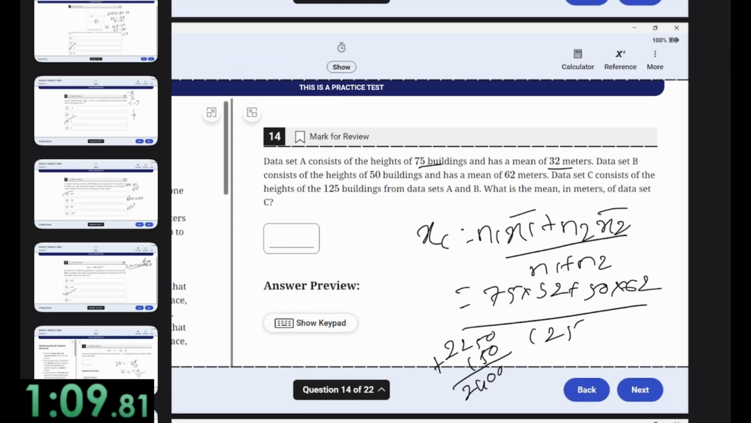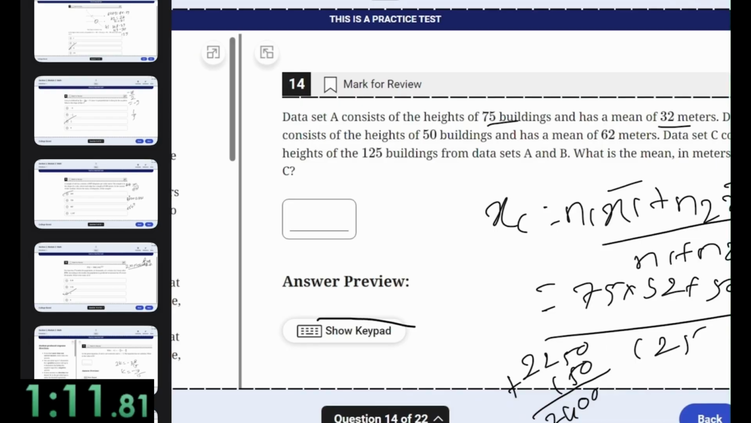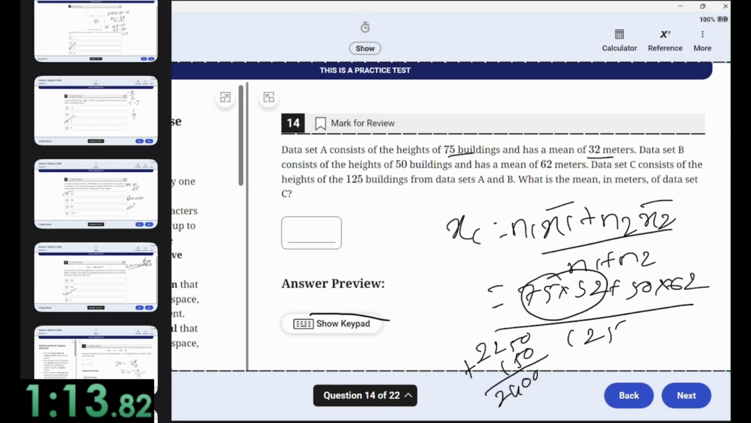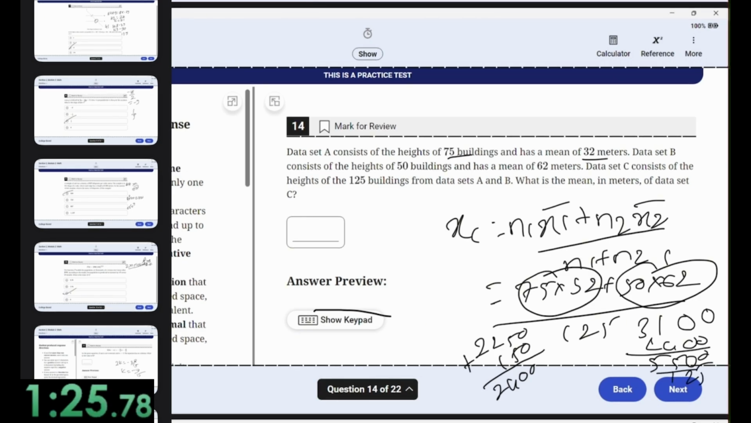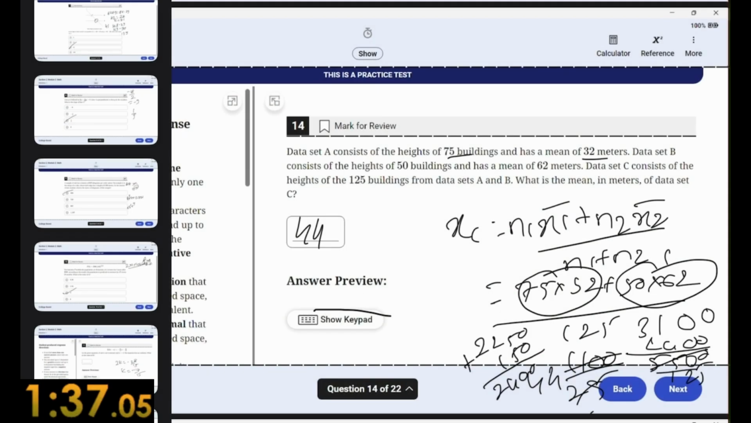All right, and this part is going to give us 3100, since 50 multiplied by 62 is 3100. 3100 plus 2400, so it's 5500 upon 125. So 1100 upon 25, which gives us 44. So the answer is 44. Okay, next one.